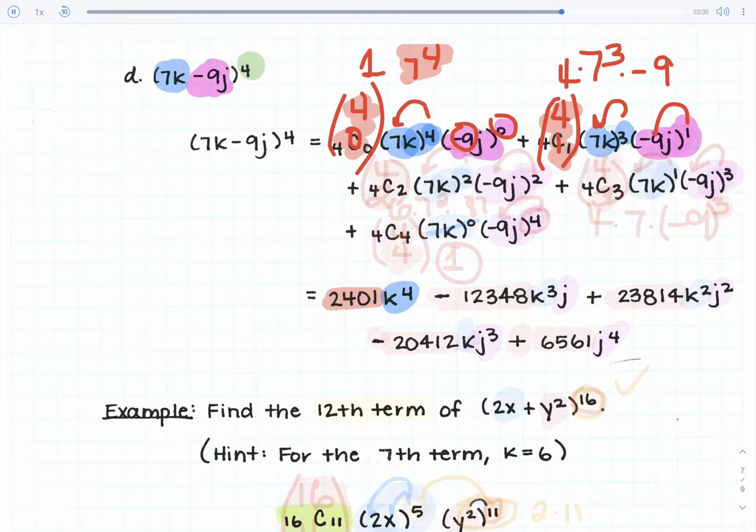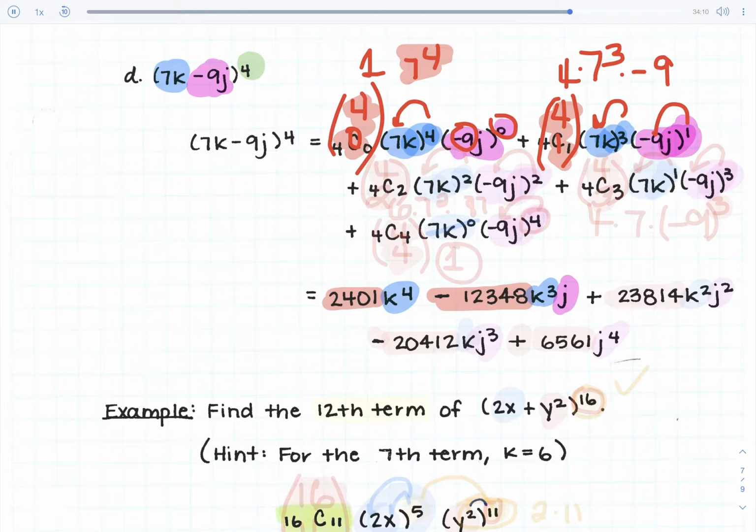So we have a 4, a 7 cubed, and a negative 9 that are all getting multiplied together. And when you multiply the 4, the 7 cubed, and the negative 9, what you end up with is this huge number, a negative 12,348. Notice you also have the k to the third, and we do have a j to the first power, so just a j, 1j. That's our second term. We still have to do a couple more terms here.